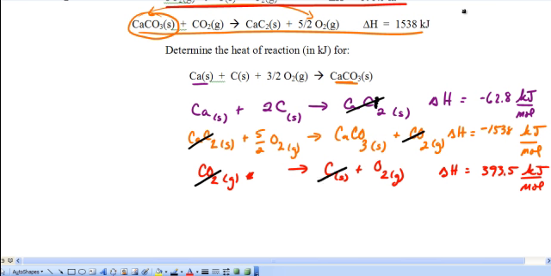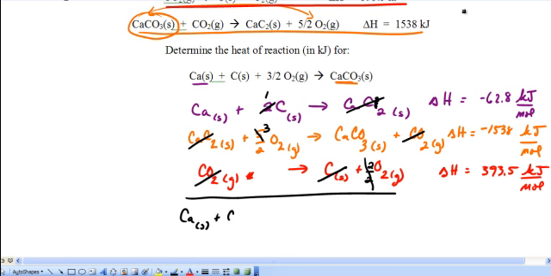Notice we have one carbon here, we have two here, so this is going to change into a 1. And over here, we have oxygen and we have 5 half oxygen. Well, if this is just a 1, we can write this as 2 over 2. So 2 over 2 will cancel off with this, and this will make it 3 over 2. So that if we add this up, we're left with calcium plus carbon plus 3 halves oxygen producing calcium carbonate. Everything else has been canceled out.